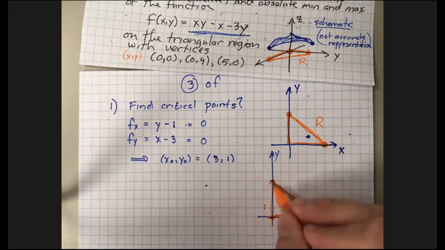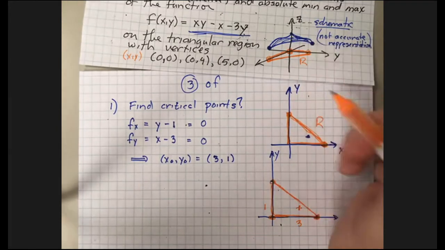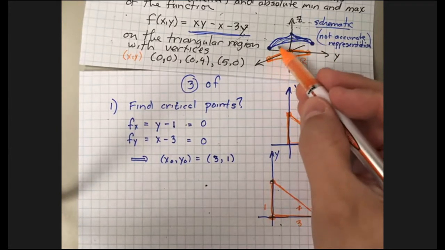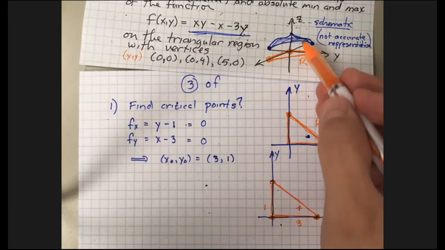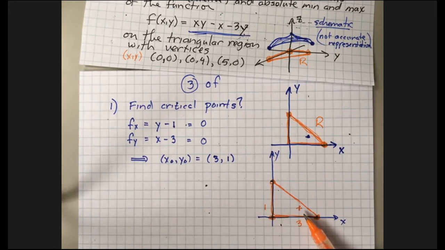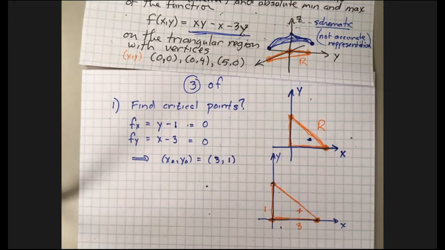Now, on a bounded and closed thing, when I'm dealing with this piece of metal or a finite space with a sharp edge to it, I've got to have an absolute high and absolute low, but I've only got one critical point. What does that mean? Something's going to exist on the boundary. The absolute high or the absolute low must be on the boundary, unless this critical point is both the absolute high and the absolute low, in which case I'd be talking about a level plane, which I don't have.